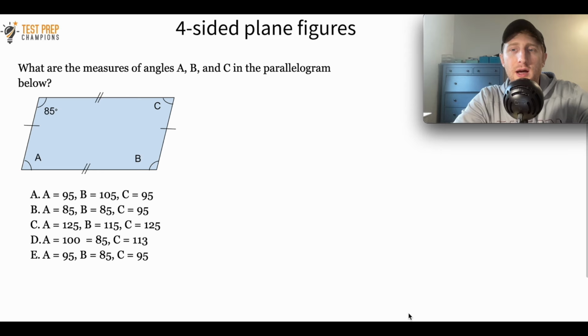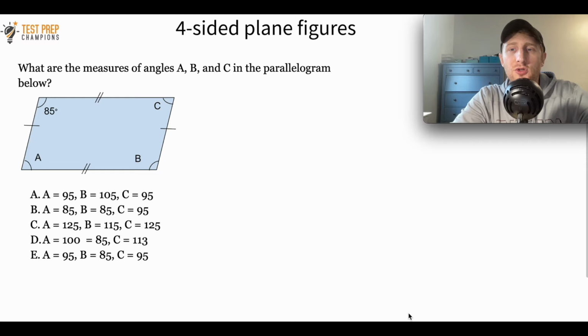So for this question, I'm going to issue both a Champions Challenge and an Extreme Champions Challenge. And it's up to you to decide which one you want to try, or you can try both of them. The Champions Challenge is just simply to solve the question. You can use your calculator, you can do the calculations by hand, however you want to do it. And the Extreme Champions Challenge is to try to answer this question without doing any calculations.